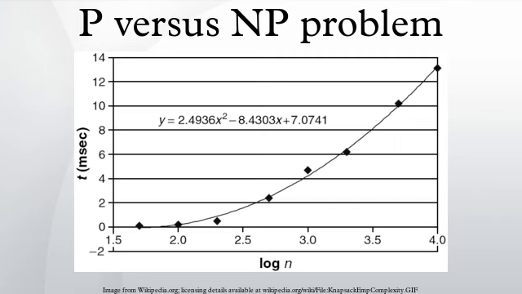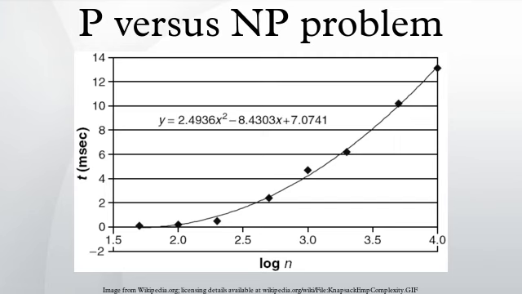The class NP consists of all those decision problems whose positive solutions can be verified in polynomial time given the right information, or equivalently, whose solution can be found in polynomial time on a non-deterministic machine. Clearly, P is a subset of NP. Arguably the biggest open question in theoretical computer science concerns the relationship between those two classes. Is P equal to NP?